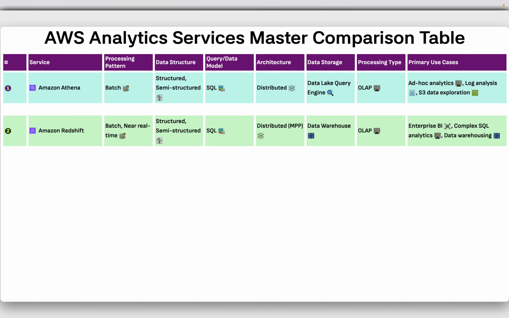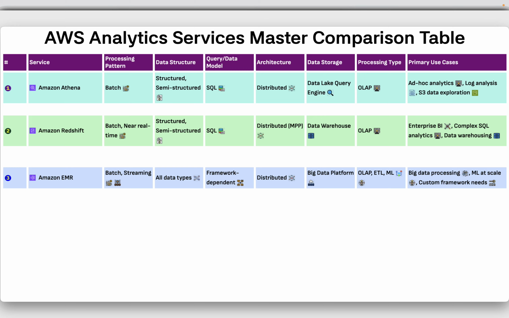Next, Redshift. Processing pattern is batch, or near real time. Data structure is structured and semi-structured, so you can use this to query both of these. Query type or data model is SQL. Architecture is distributed massively parallel processing, MPP. Data storage is a data warehouse and processing type is OLAP. Primary use cases are enterprise business intelligence, complex SQL analytics, and data warehousing.